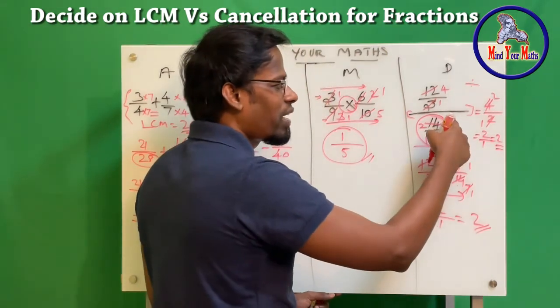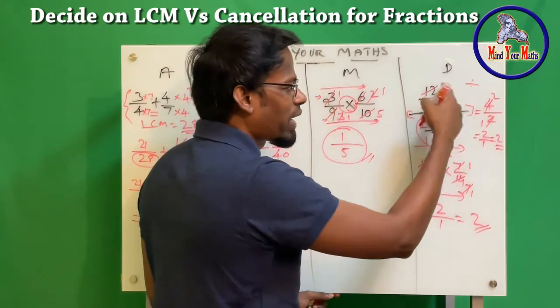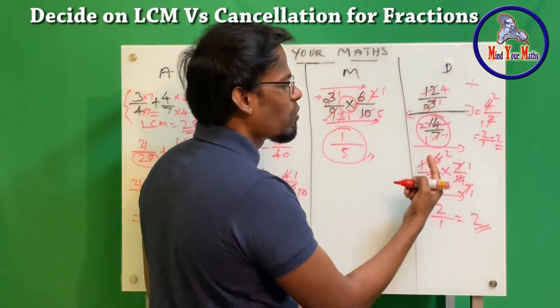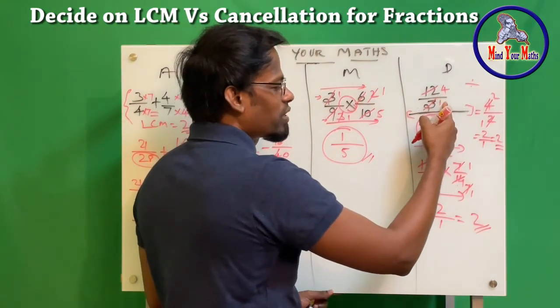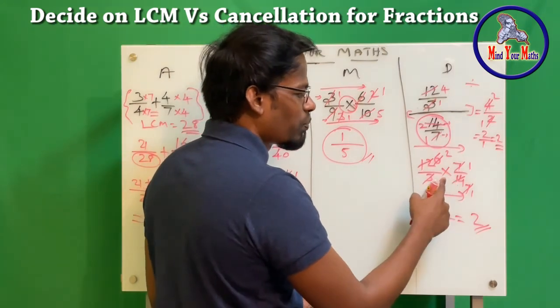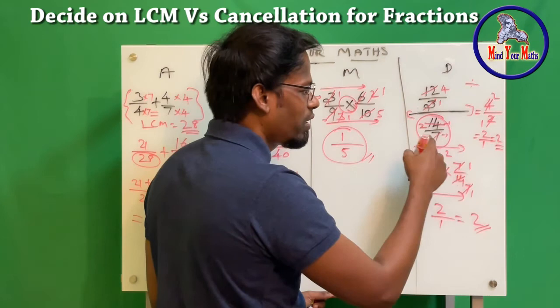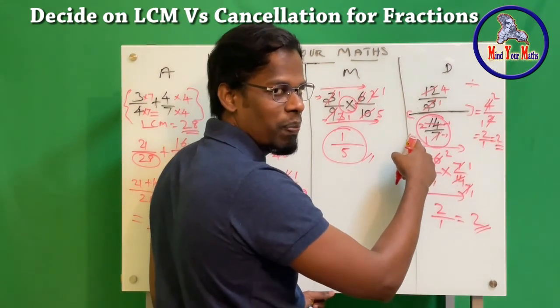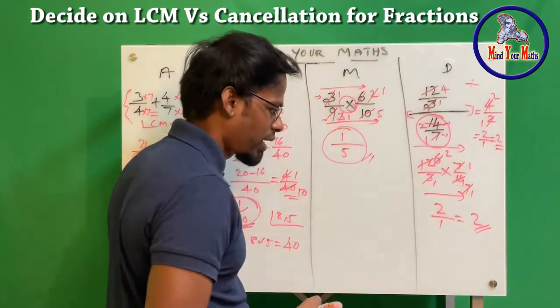But this one is very, very troublesome, right? You will get confused about what to cancel and all those things. That is why, the moment you see a fraction divided by another fraction, you always use this procedure to multiply using the reciprocal value of the denominator. Yeah, clear? Right? Yes. Okay.